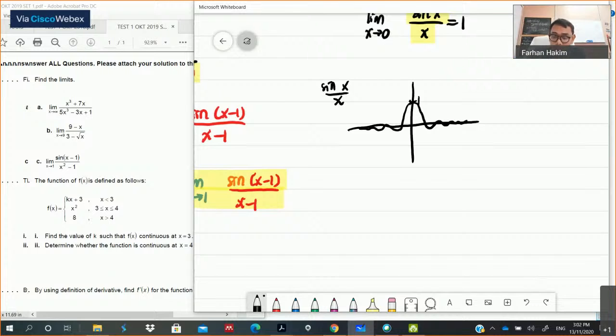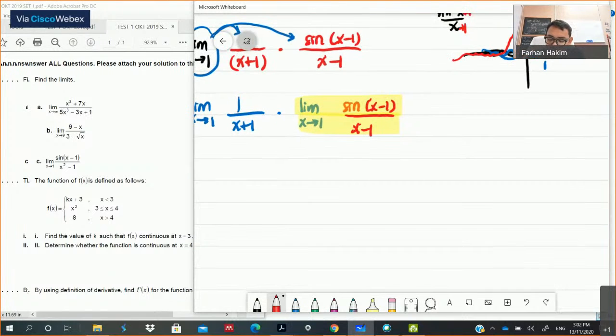If we shift the graph, suppose I want sine of x minus 1 over x minus 1, our graph will be something like this, because we already shifted the graph to the right by 1. If we shift the graph to the left, suppose x plus 1, meaning we shift to the left by 1 unit, the graph will be something like this. So it depends on the equation. In this case, it's actually shifted to the right. So this is also using the squeezing theorem.